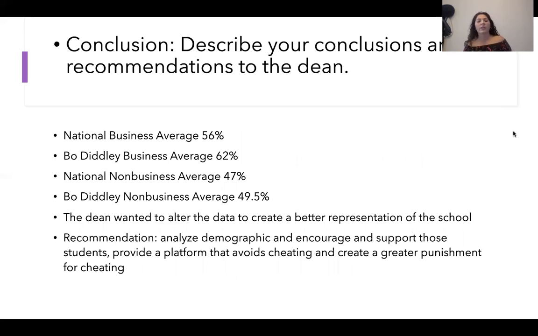In conclusion, we look at the national business average, which was 56%, and then Bo Diddley's business average, which was 62%, as well as the national non-business average, which was 47%, and Bo Diddley's non-business average at 49.5%. Both of the Bo Diddley averages were higher than the national average, showing that they have a long way to go before their cheating is on average or even better than average.